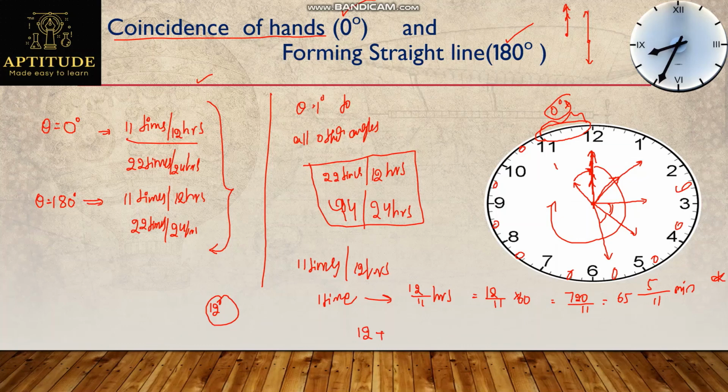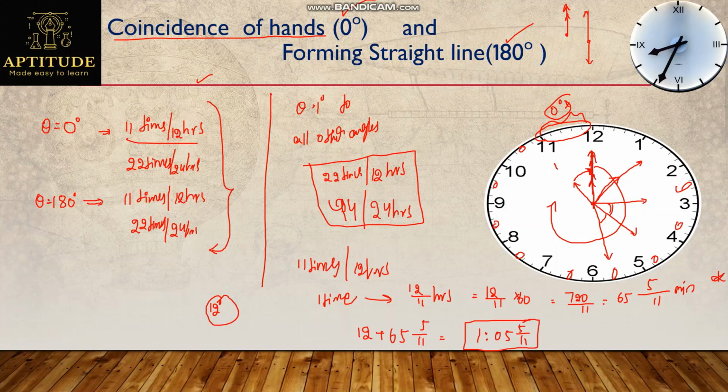So 60 minutes is 1 hour. So we'll get the exact coincidence after 1 hour 5 5 by 11 minutes, that is 1 hour 5 minutes 5 by 11, at that particular point we'll get 0 degrees one more time. So like this, if I add up 65 5 by 11 every time, I'll get successive times at 0 degrees. This is the only thing we need to remember.